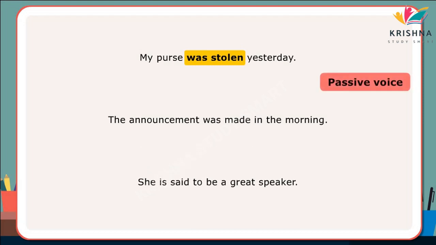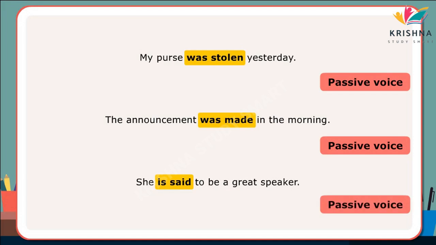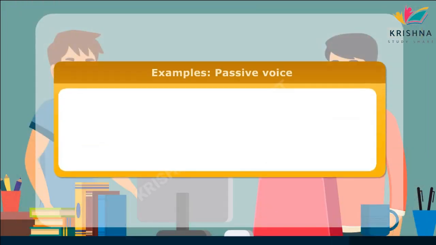In the second sentence, again passive voice has been used. The action here is more important than the doer of the action. The subject receives the action. Was is used with past participle made to form passive structure. In the third sentence, again passive voice is used. Is is used with said to form passive voice. Here are a few more examples of sentences with passive voice.